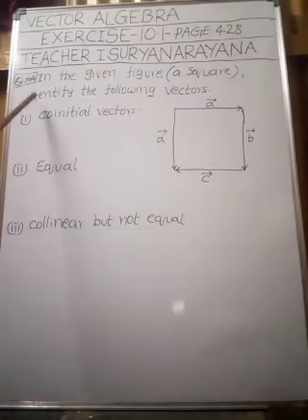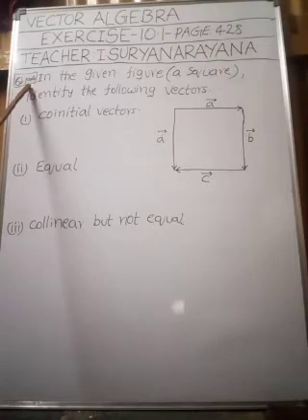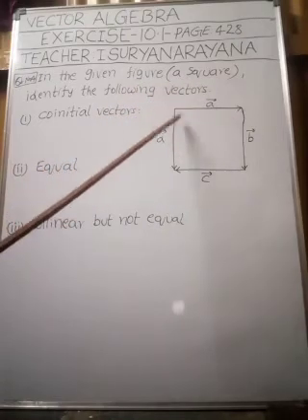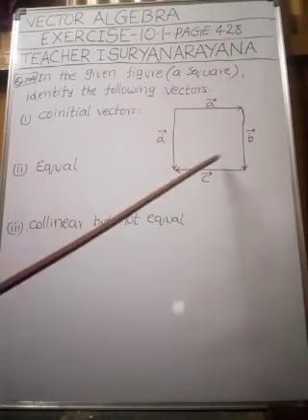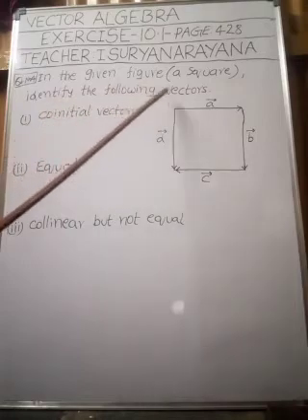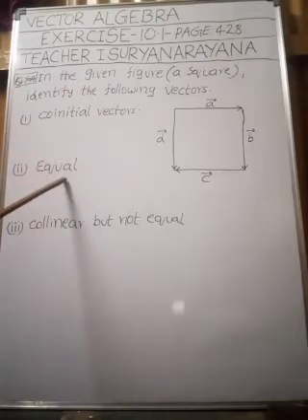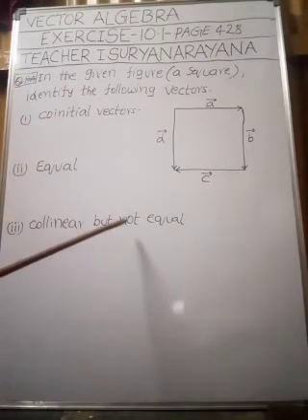Now come to the question number 4. Next question, fourth question, my dear children. In the given figure, a square. Here, observe this figure, my dear children. It is a square. Identify the following vectors. Here we have to identify these vectors: co-initial vectors, equal vectors, collinear but not equal.